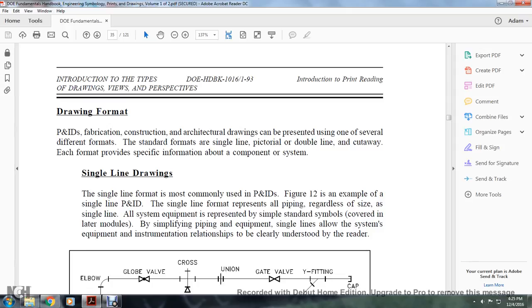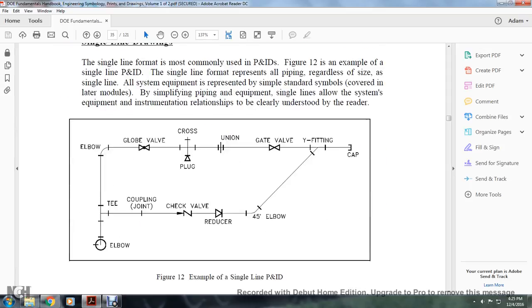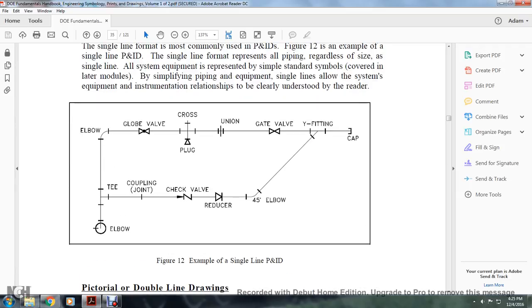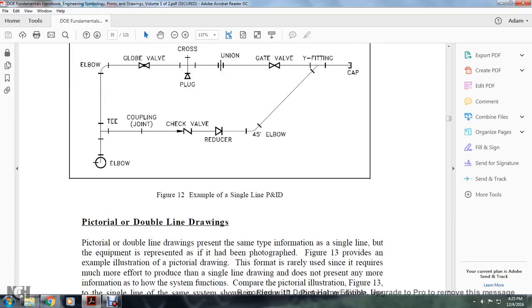By simplifying the piping and the equipment, signal lines allow the systems, equipment, and instrument relationships to be clearly understood by the reader. Figure 12 shows an example of a single line piping instrument documentation drawing. As you can see: the elbow, T, another elbow, globe valve, coupling joint, check valve, cross, plug, union, reducer, 45-degree gate valve, Y fitting, and a cap.